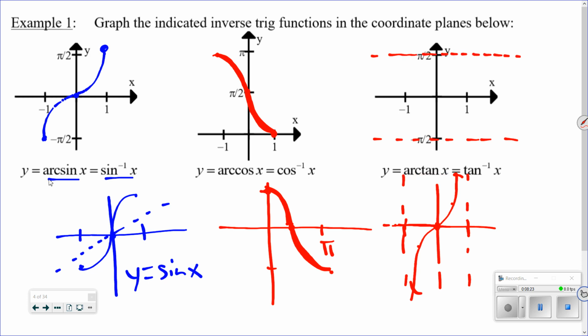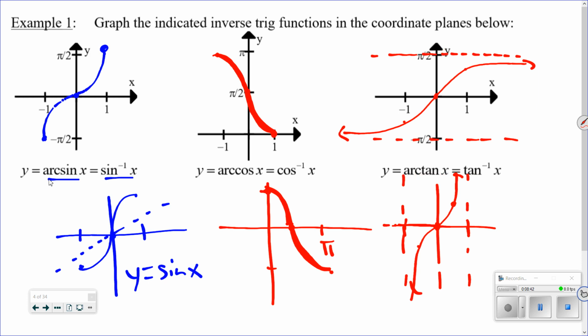This one has a point at π/4, -1, so I go -1, π/4, a point at 0, 0, and a point at 1, π/4. Sorry, π/4, 1, so I switch those around, it'd be 1, π/4. It looks like that. So there's your three graphs.